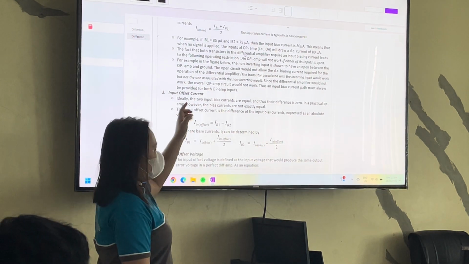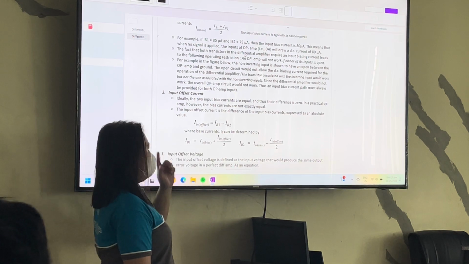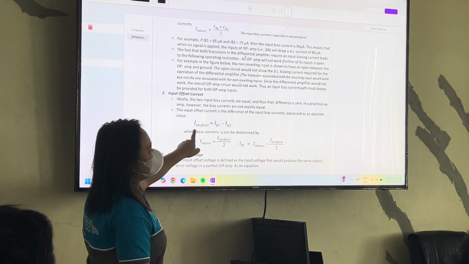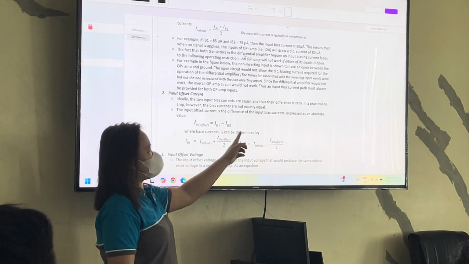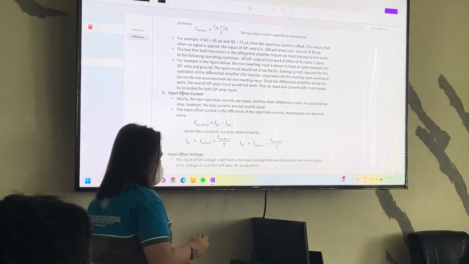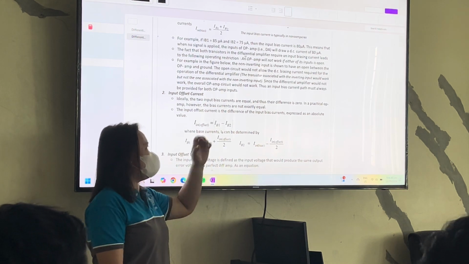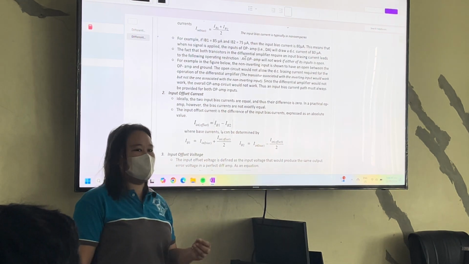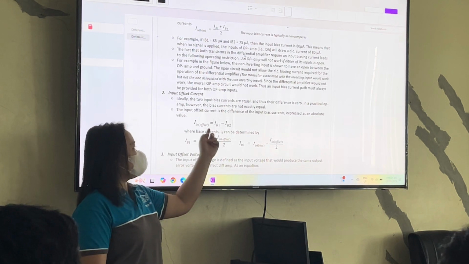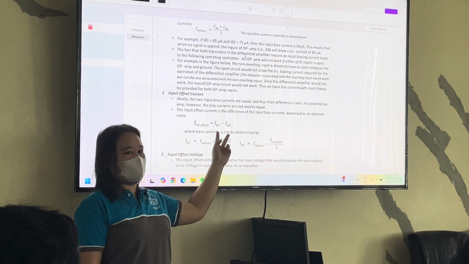In a practical operational amplifier, however, the biasing currents are not exactly equal. So, the input offset current is the difference of the input bias currents expressed as an absolute value, given that you assume IB1 or IB2 is greater than the other. Say the question states that IB1 is greater than IB2, then therefore the value of your base current 1 is greater than your base current 2. Now, so you don't get confused, to solve the input offset current, you just need to insert the absolute value.